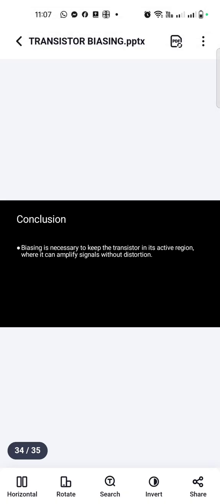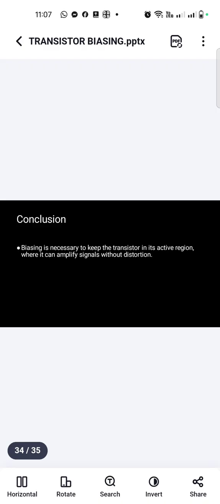So finally we review all the things. What is biasing? Biasing is an external DC supply which is given to the electronic devices. For what purpose is this used? To set the proper operating point. Commonly it's used in transistors like BJT and MOSFET, okay. Why is biasing important? Ensure stable operation, prevent distortion, keeps the transistor in the active region, improves the amplifier performance, okay.